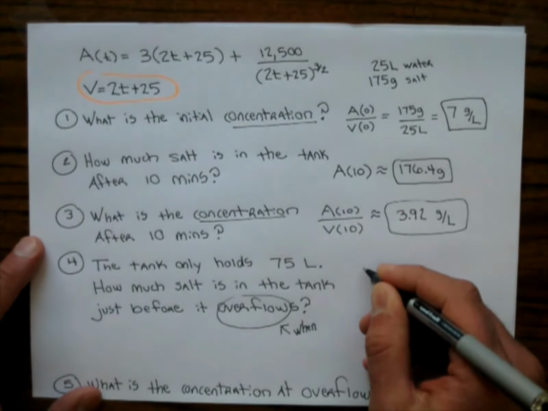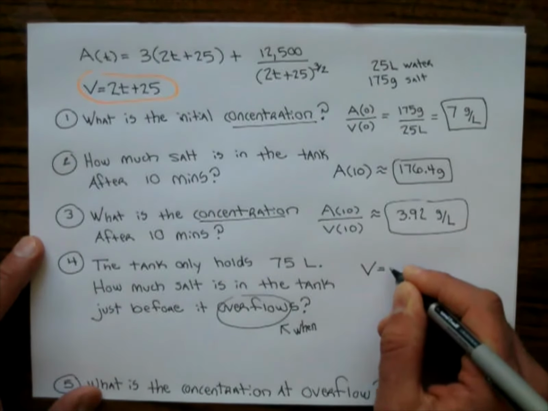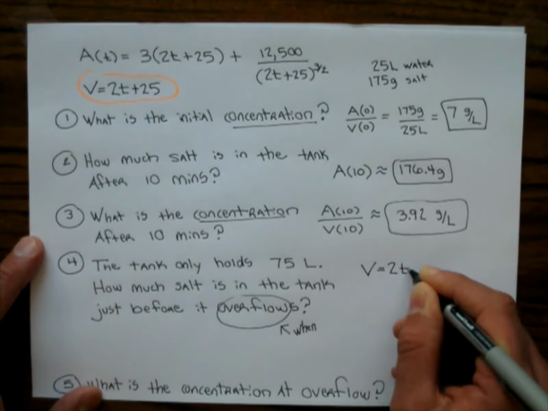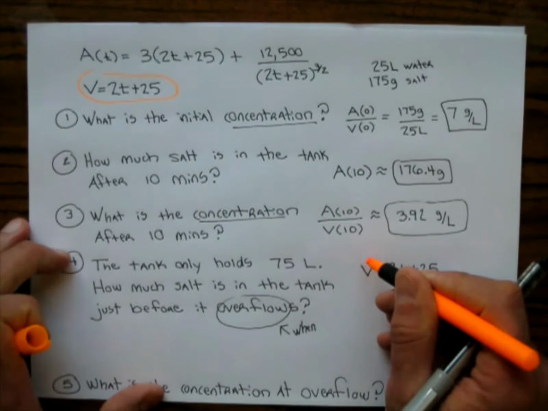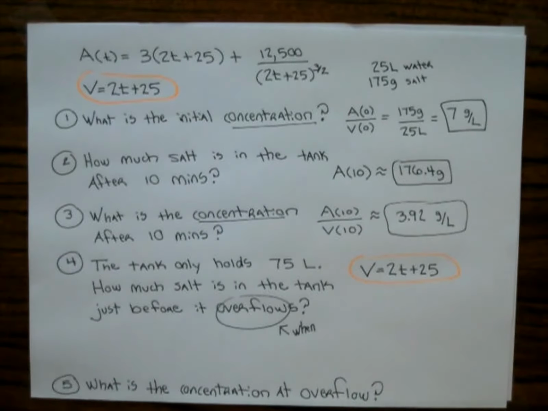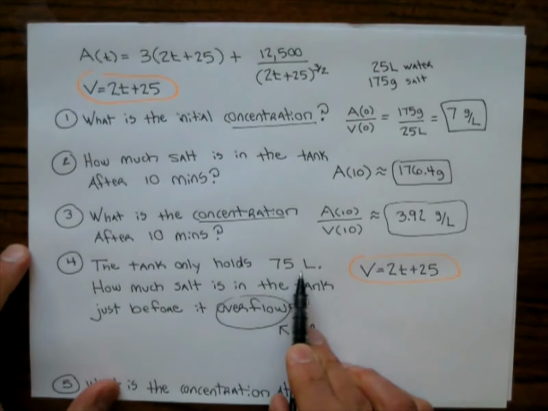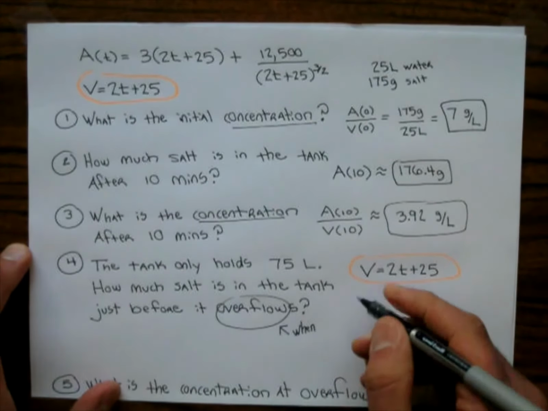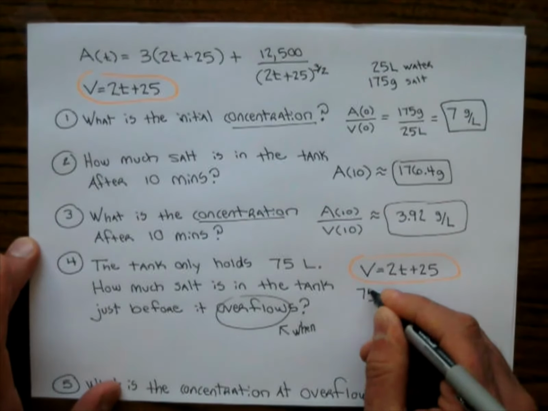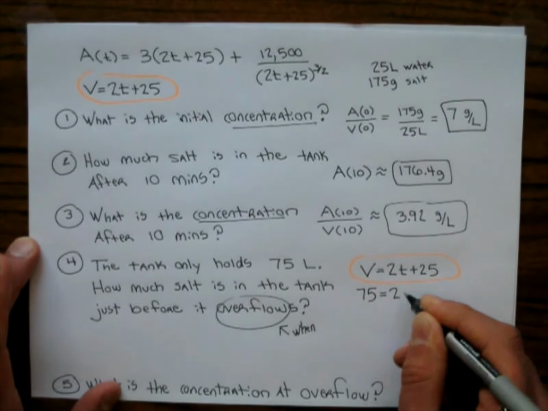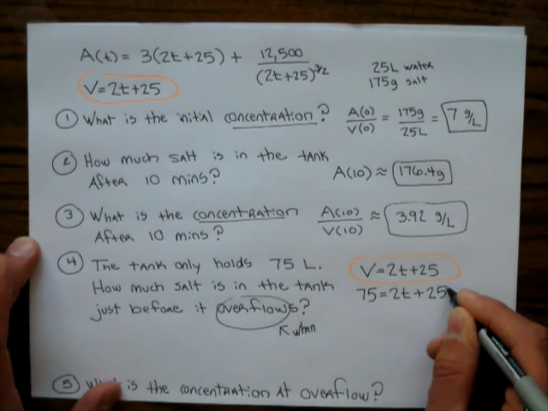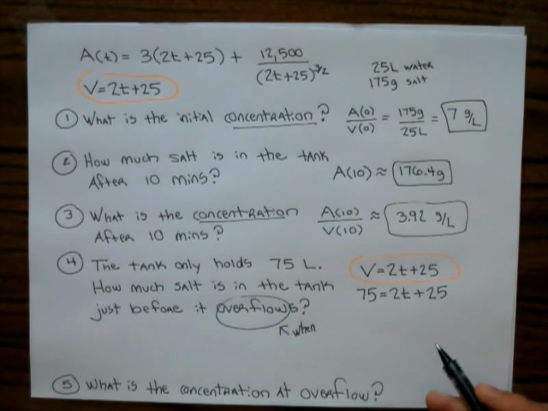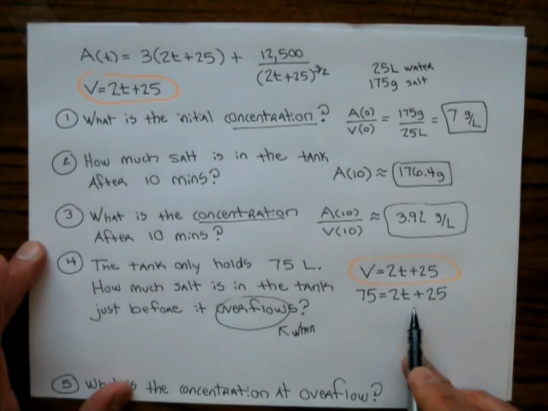So the overflow is going to have to do with this volume one that I had written in orange. I'm going to go ahead and circle it in orange here, and it says that the tank only holds 75 liters. So I'm going to plug 75 right there for the volume and find out at which time the volume will equal 75.